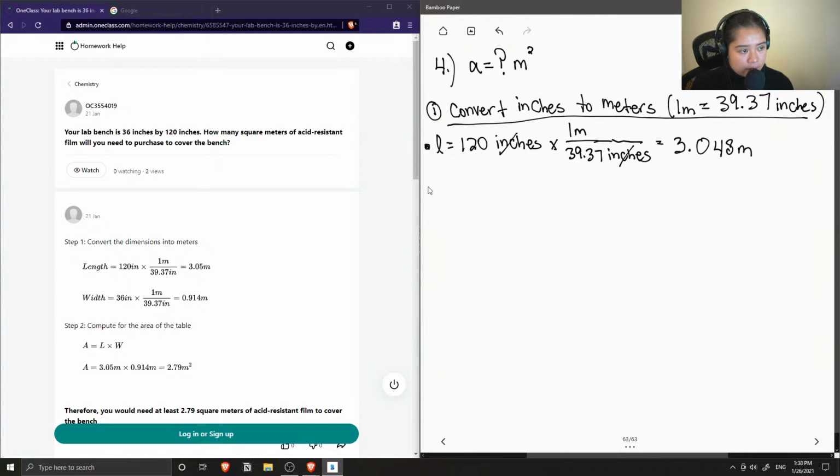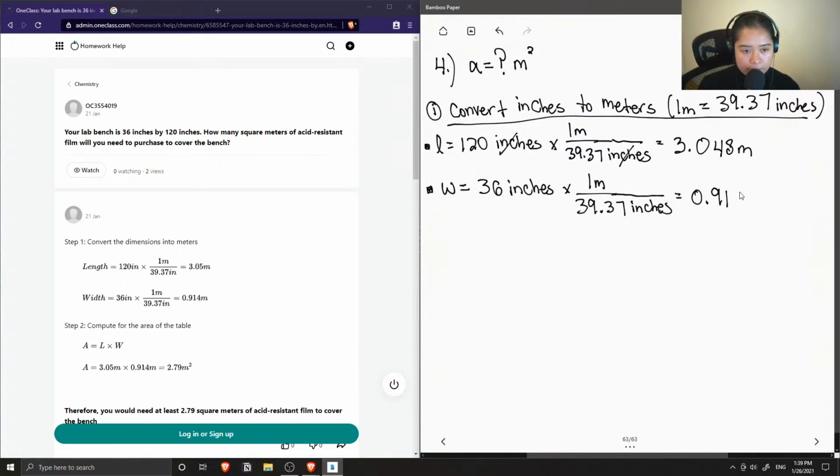Okay, so now let's do the same thing for our width. Our width is 36 inches. And again, we're going to multiply by our conversion factor, 1 meter over 39.37 inches. And we get a value of 0.914 meters.